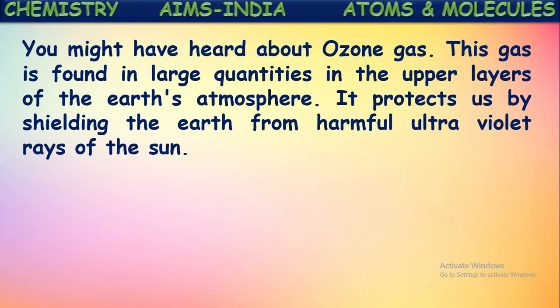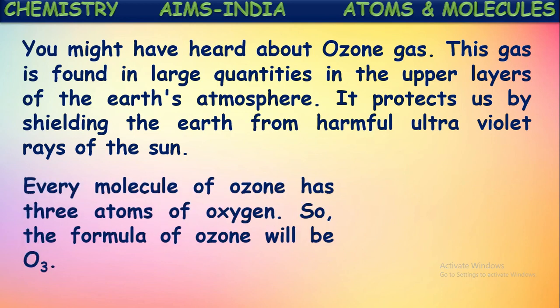This ozone gas protects us by shielding the earth from harmful ultraviolet radiation coming from the sun. It filters the harmful radiation coming from the sun and allows only harmless radiations to the earth surface. In that way, this ozone gas protects us from the harmful radiations or rays coming from the sun.